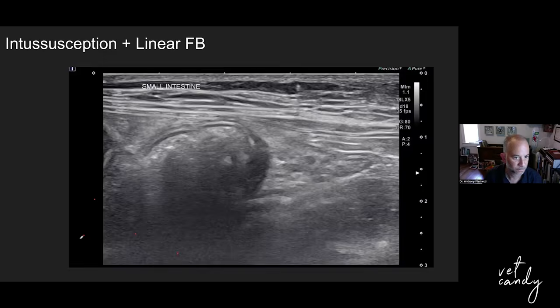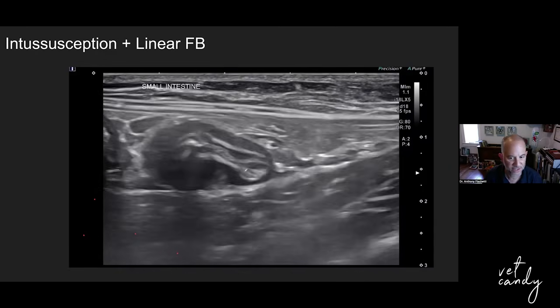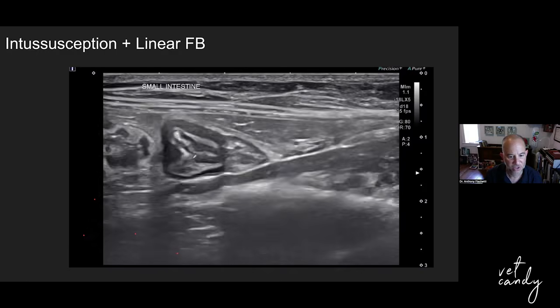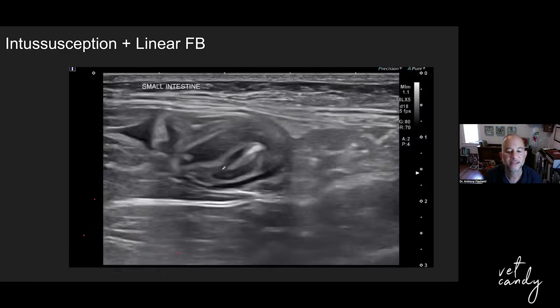Oh well. Here we go. Try again. That's the ileocolic junction. This is the ileum. And this ileum starts to go into another segment of small intestine right here.